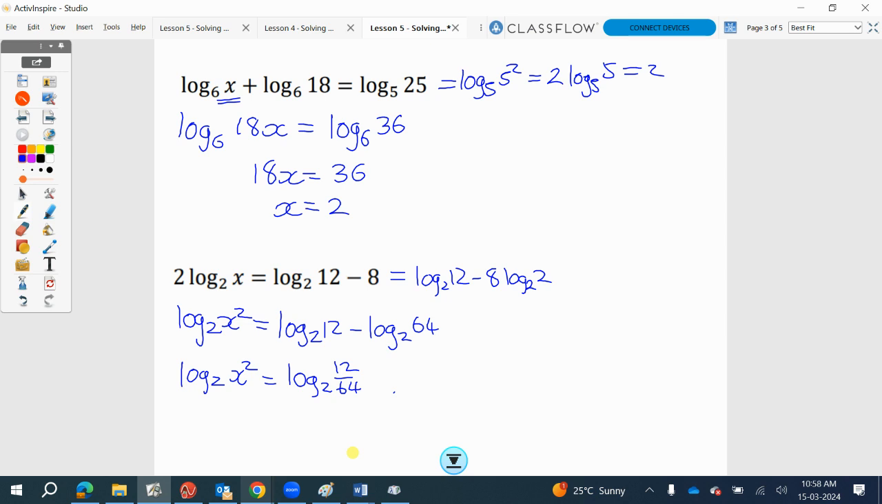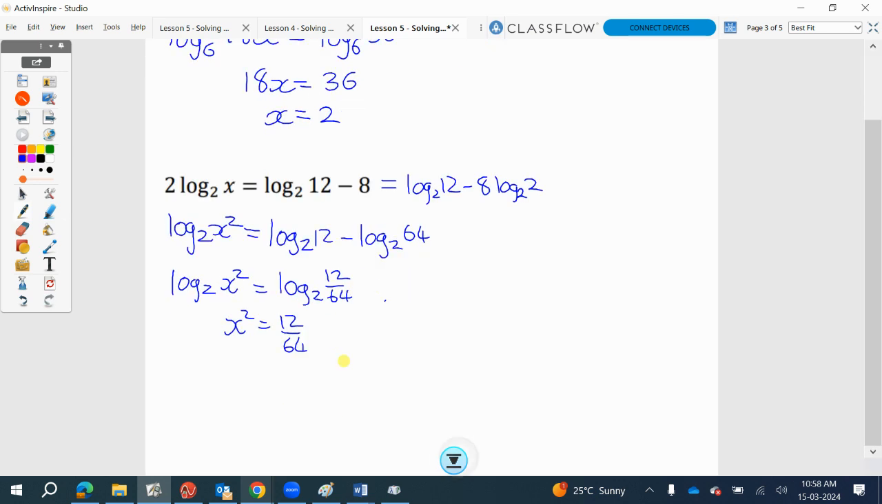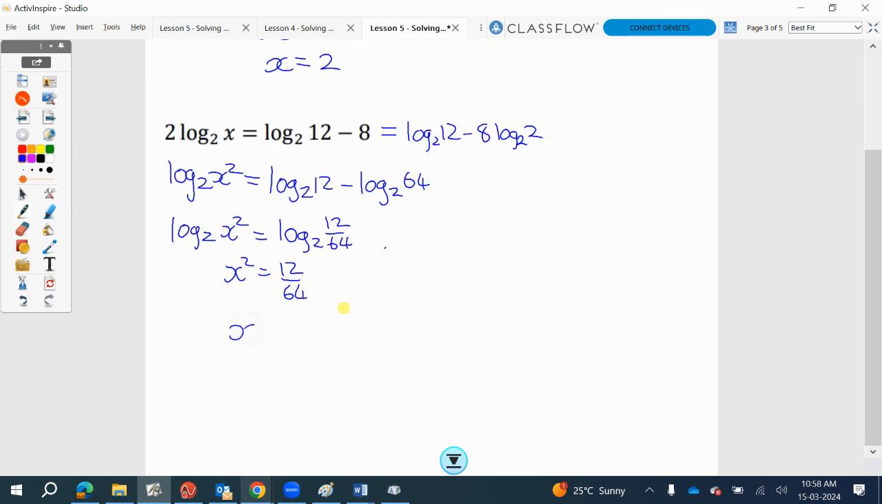Take 2 to the x on both sides, the inverse function, and we get x squared is equal to 12 over 64. Square root both sides, and we get x. Oh no, simplify both sides first. Let's simplify. We'll get x squared is equal to, divide everything by 4 on the top, will give me a 3. I'll divide everything by 4 on the bottom, gives me 16. Square root both sides, we get plus minus root 3 over 4.